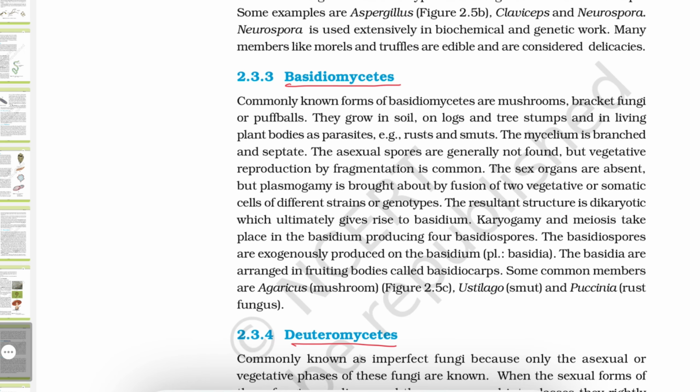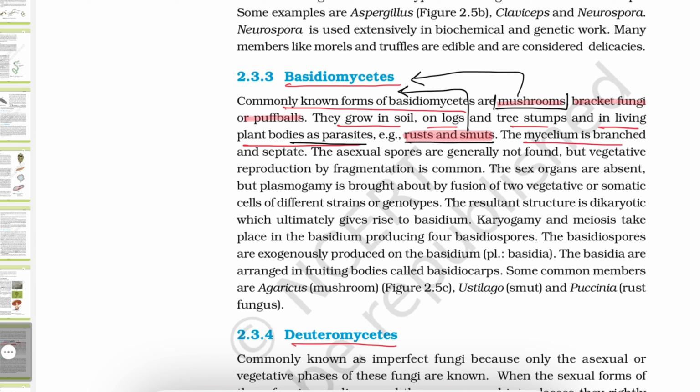The commonly known forms of Basidiomycetes are mushrooms, bracket fungi or puff balls. Now mushrooms. This is an important question: mushrooms fall under which class of the fungi? Basidiomycetes. They grow in the soil, on logs, tree stumps or in living plant bodies as parasites. Examples are the rust and the smut. This is also important: the parasitic fungi rust and smut also fall under Basidiomycetes.